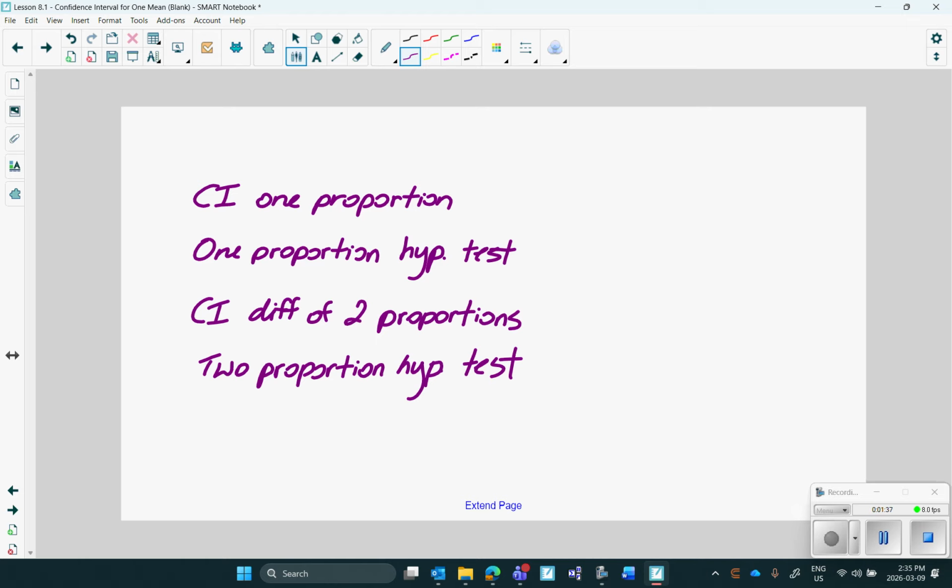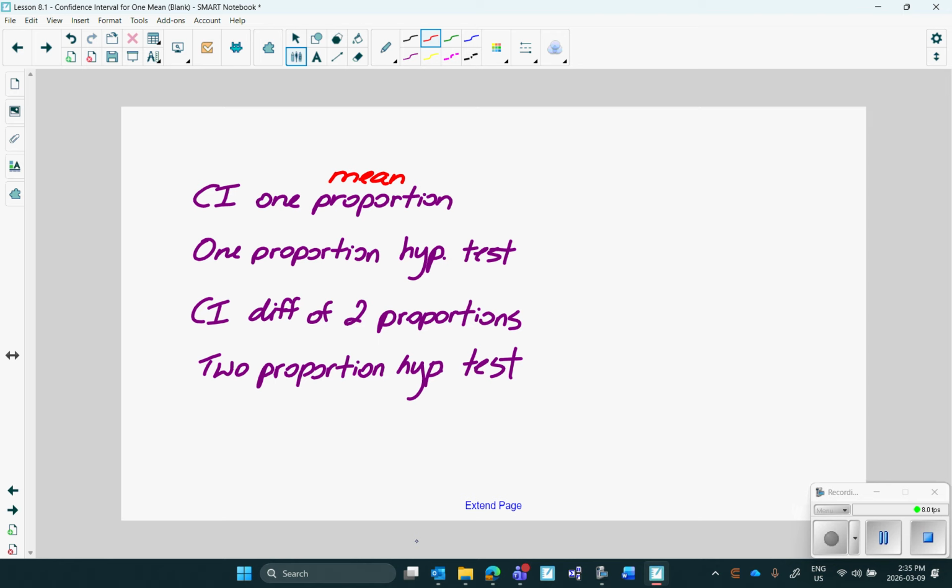So from 8.1 to 8.4 in this package, it's all of these again, except we replace the word proportion with mean. Okay, instead of finding proportions, we're going to be finding averages. So at the end of the day, there's going to be 8 of them. 4 confidence intervals, 4 hypothesis tests.